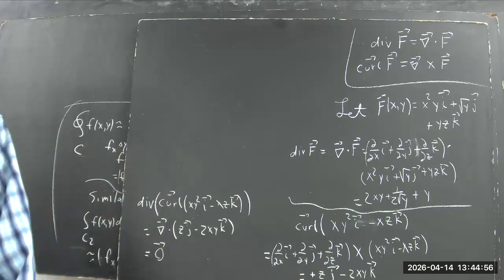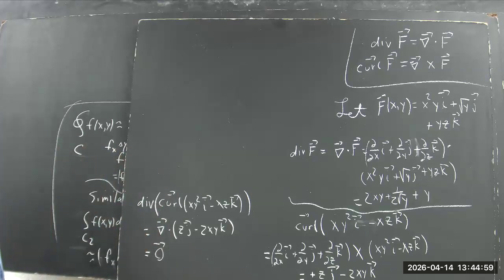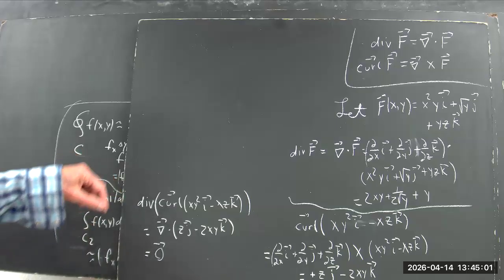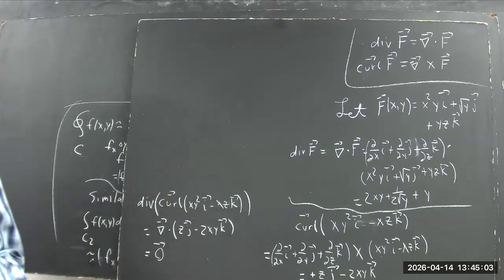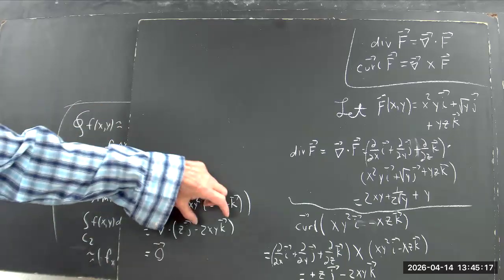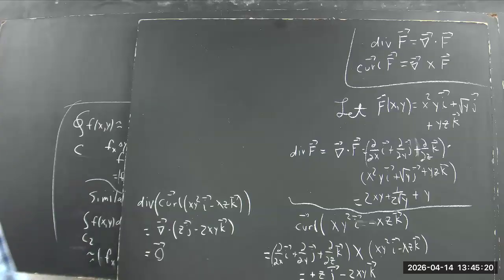Okay, partial with respect to y j. Well, that means partial with respect to y j dotted with z j. That's the partial with respect to y of z. What's the partial with respect to y of z? It's zero. Okay. And you don't do the partial with respect to y of your k component because you're doing a dot product, and that should get to be second nature if it isn't already.